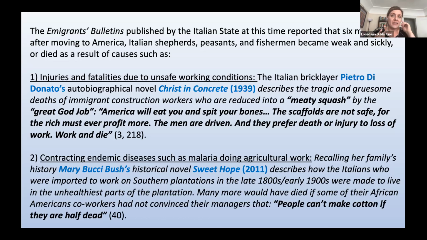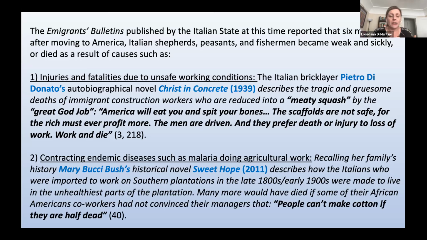Pietro Di Donato was a bricklayer, and he wrote Christ in Concrete to talk about his experience as a second generation Italian American. And he describes really well, and in a way that is very graphic, as my students have commented, the gruesome deaths of immigrant construction workers who, as he claims, are reduced into a meaty squash by the great God job. So we hear, America will eat you, spit your bones, the scaffolds are not safe, for the rich must ever profit more, the men are driven, and they prefer death or injury to loss of work and die.